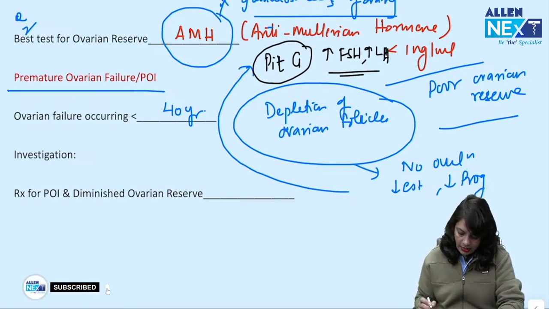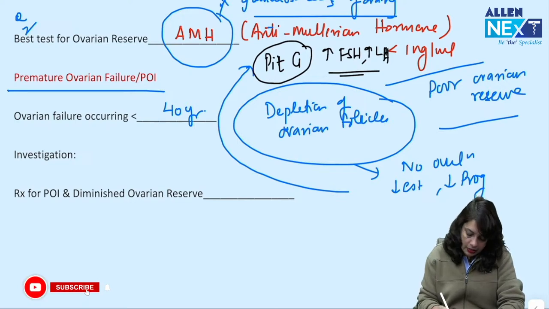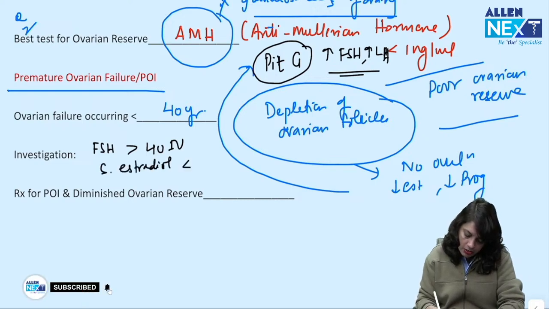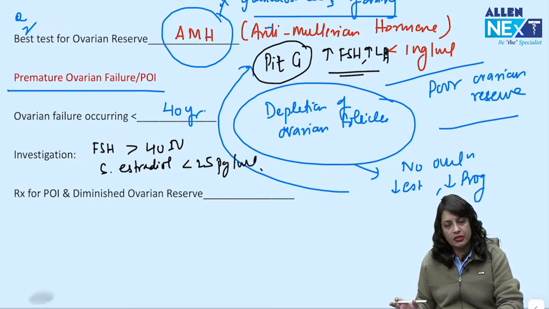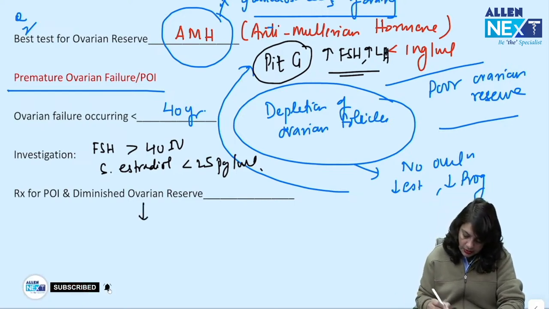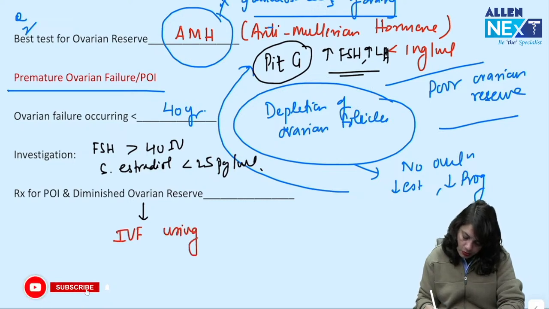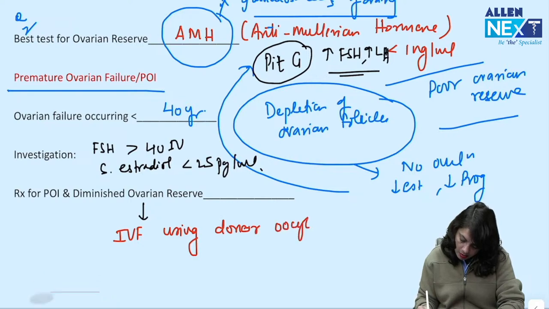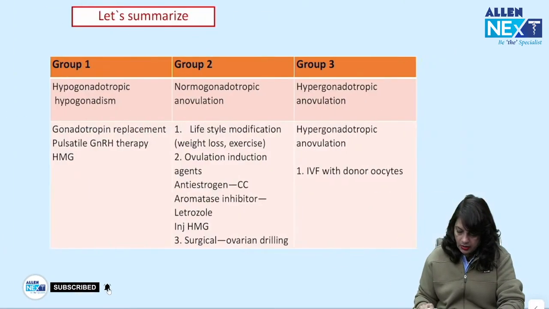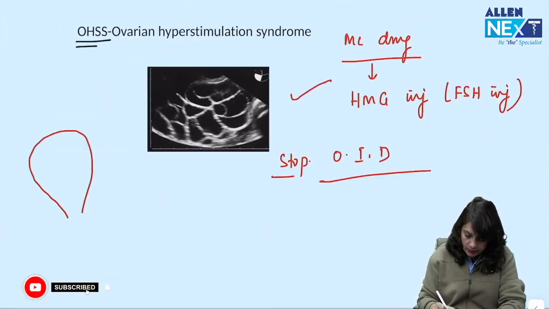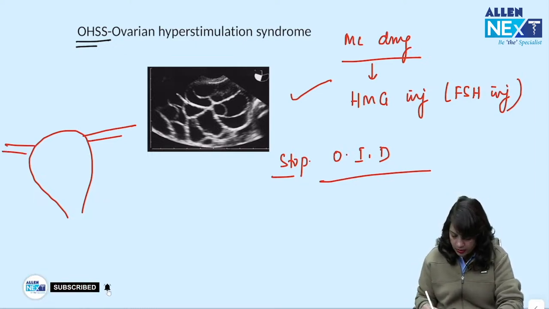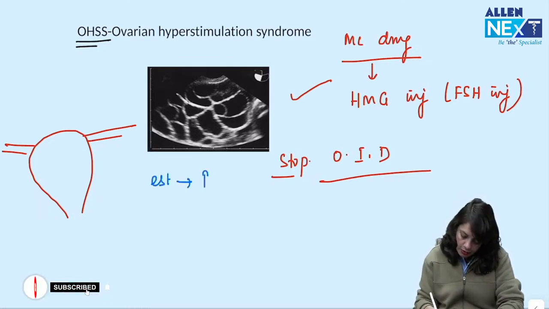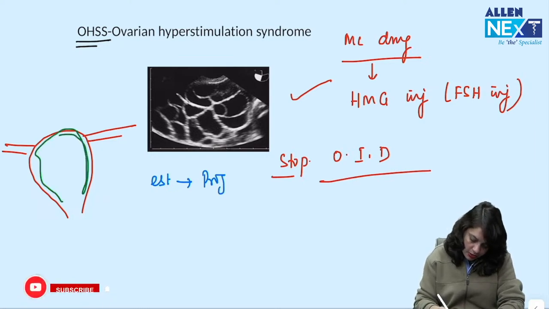So, the investigation done to confirm premature ovarian failure includes FSH more than 40 international units and serum estradiol less than 25 picograms per ml. Now, what is the treatment for premature ovarian insufficiency or diminished ovarian reserve? The management for this is IVF using donor oocytes, because these patients have a uterus, but there is no ovulation from the ovaries and the ovarian hormones are down. So, we give estrogen to this female followed by progesterone to build the endometrial lining.